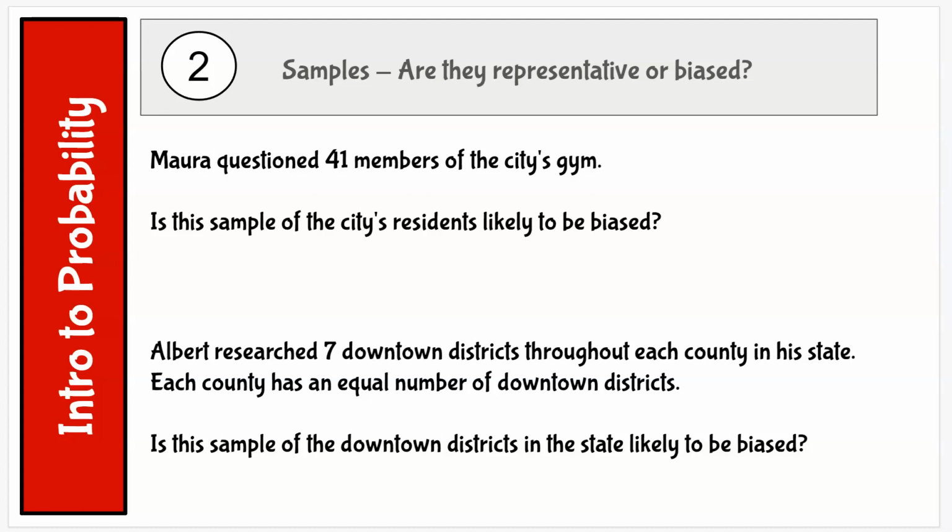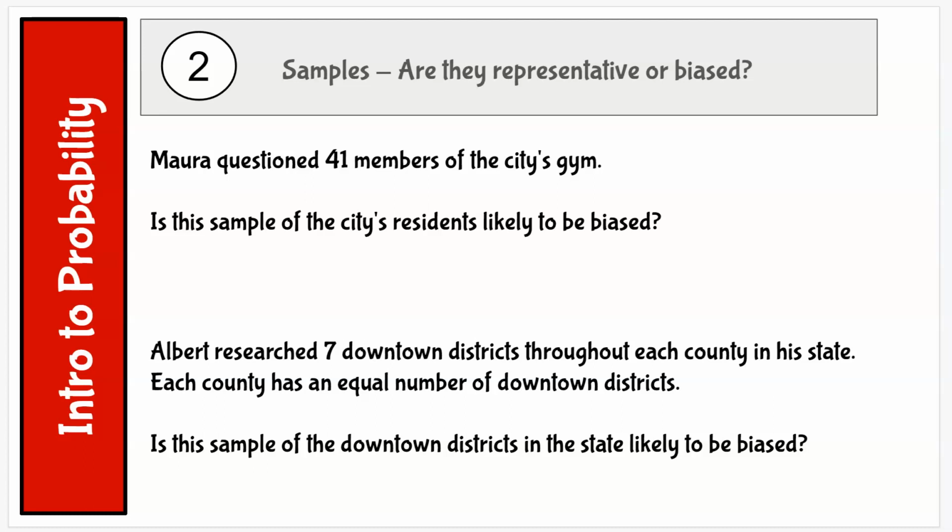Whereas Albert researched 7 downtown districts throughout each county in his state, and each county has an equal number of downtown districts. So if he researched 7 of them in each county, is his sample likely to be biased?